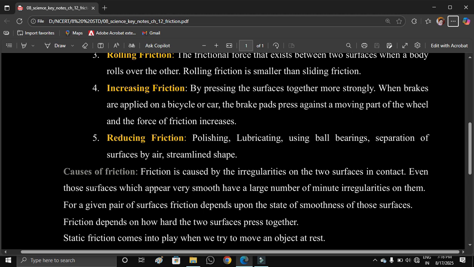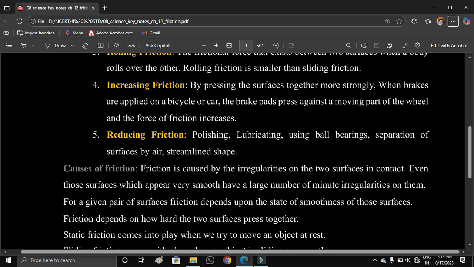Causes of friction. Friction is caused by the irregularities on the two surfaces in contact. Even those surfaces which appear very smooth have a large number of minute irregularities on them. For a given pair of surfaces, friction depends upon the state of smoothness of those surfaces. Friction depends on how hard the two surfaces press together.